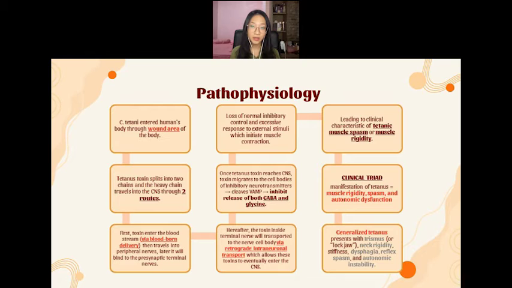The clinical triad of tetanus is usually mentioned as muscle rigidity, spasm, and autonomic dysfunction. Generalized tetanus is the most common presentation, which manifests with trismus or lockjaw, neck rigidity, stiffness, dysphagia, reflex spasm, and autonomic instability.